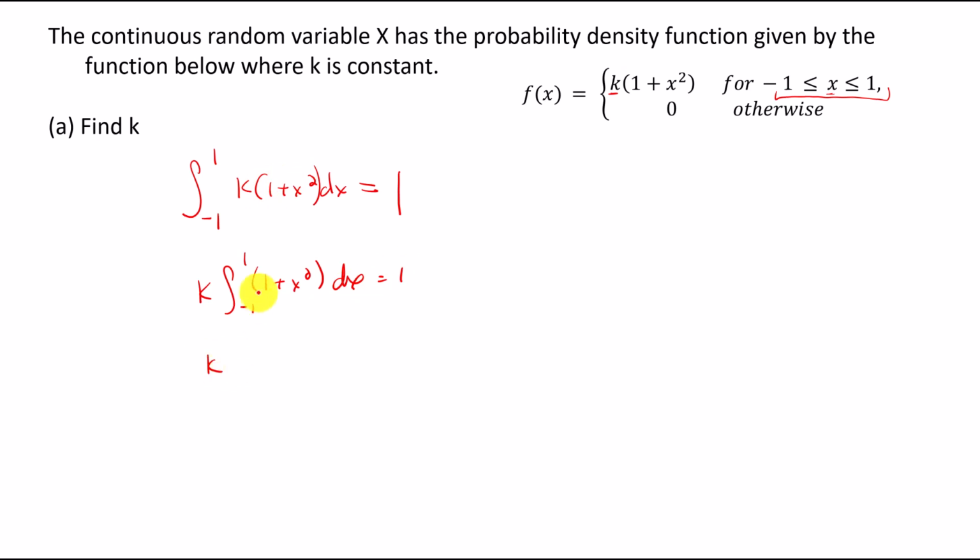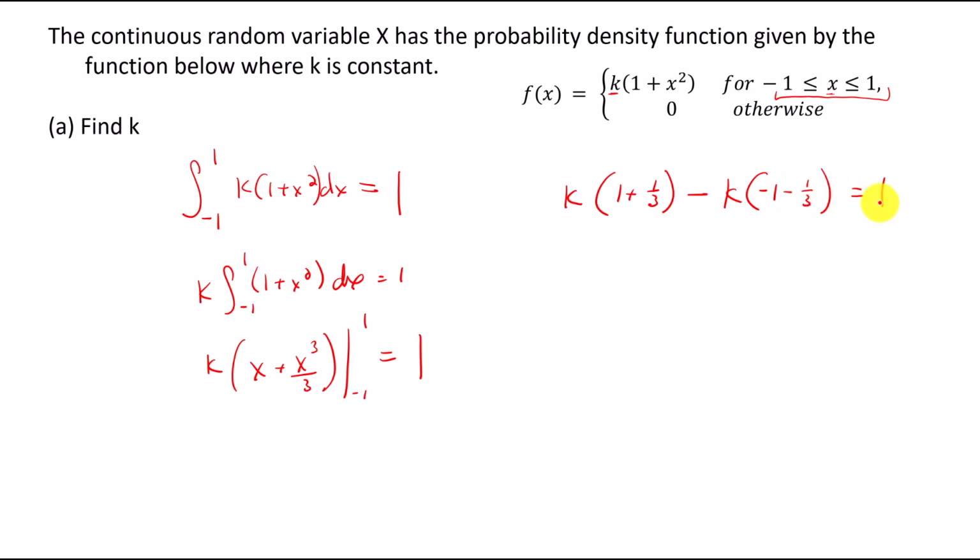If I do this, I'm going to have, when I integrate 1, I get x. The x squared is going to become x cubed over 3. And we want to evaluate this from -1 to 1, and we know that it equals 1. Okay, so I'm going to go through this one to find k, but you have done this. You have evaluated integrals. And so now I'm going to plug in my 1. So this is going to be 1 plus 1/3, and then minus, when I plug in my -1, I'm going to get -1 minus 1/3. And again, all of this equals 1.